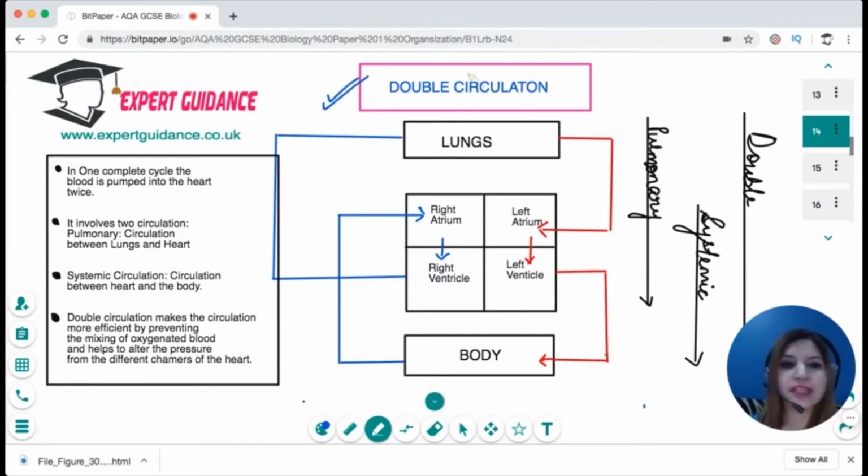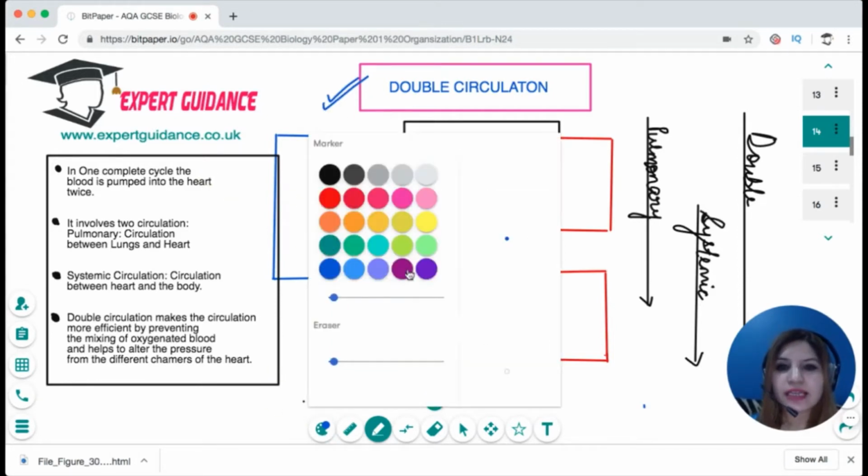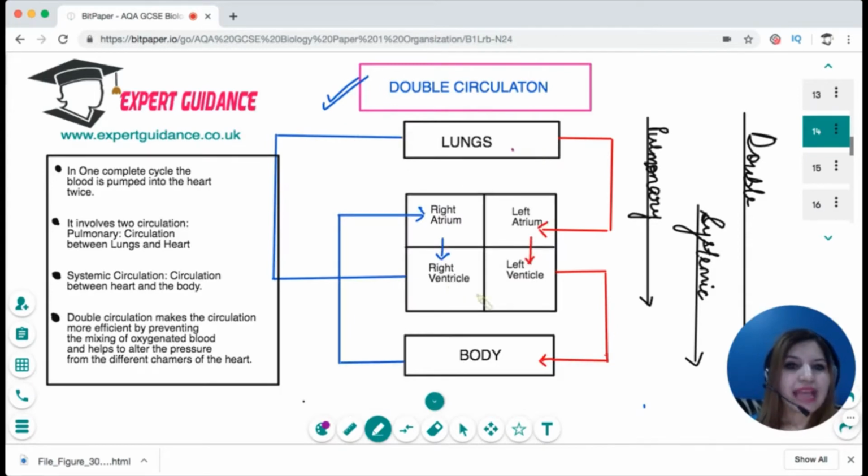Now, let me explain how this double circulation works. In our circulation, we have the lungs and the heart with 4 chambers. The top chambers are the atria, and the bottom are the ventricles, and our right is the heart's left. So this is the left atrium, left ventricle, right ventricle, and the body. Now, how does the circulation start? The lungs give oxygen to the blood, and the oxygenated blood from the lungs starts flowing to the left atrium. The left atrium then pushes the blood to the left ventricle, and then the left ventricle pushes the blood out, and it goes to all parts of the body.